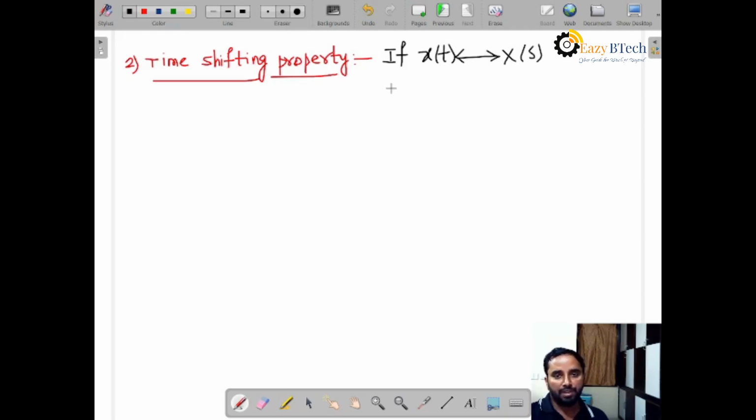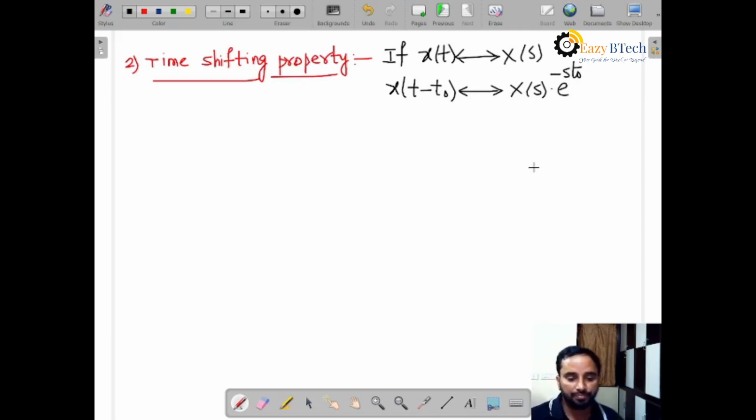What is time shifting property? X of t minus t naught Laplace transform. So time is shifted. Here t, now it is t minus t naught. So the Laplace transform is x of s into e to the power minus st naught. And here ROC is R, and x of t minus t naught ROC is also R. There is no change in ROC, the same ROC. Let's see the proof now.